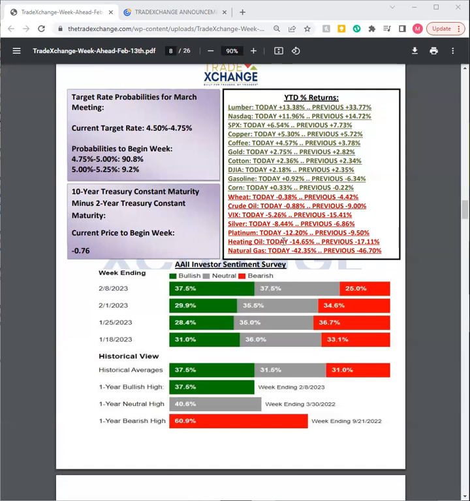Nat gas, we did mention that a little bit, but nat gas has been getting destroyed since the beginning of the year. I believe this is one of the first weeks that we've been seeing an uptick, up about 4% on nat gas. Your AAII Investor Sentiment Survey, look at that jump on the bullish mindset from 29.9 to 37.5. Look at that drop on the bearish mindset from 34.6 to 25%.